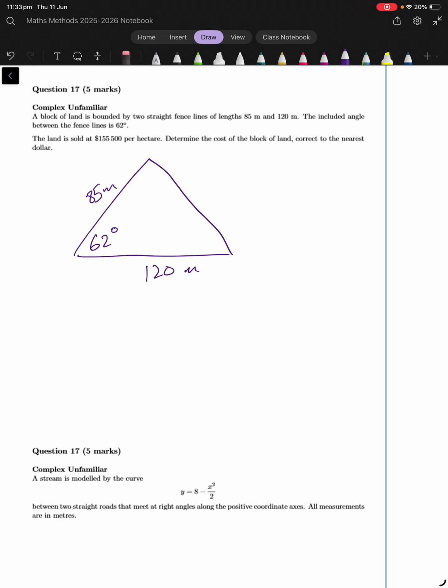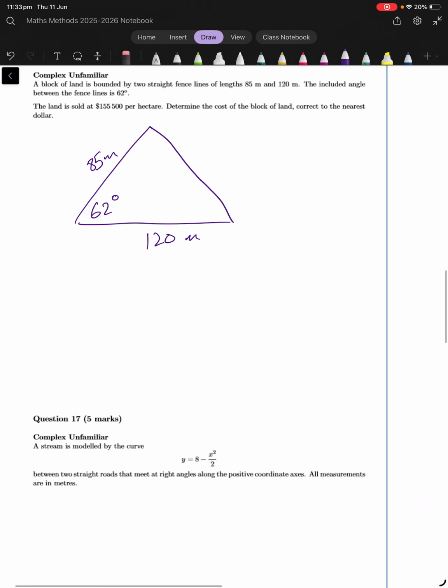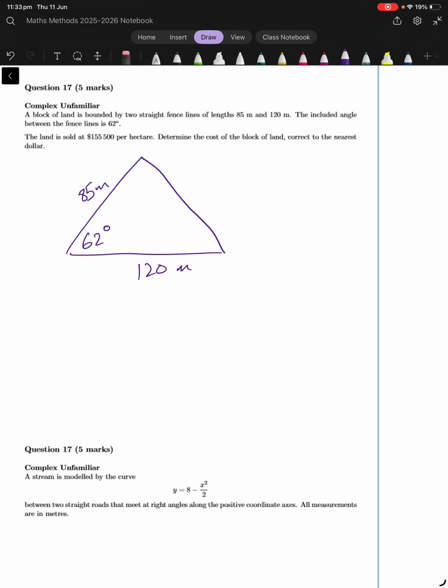The land is sold at 155, so bounded by 2 straight lengths of fence line. And interesting, it didn't really say where the rest of the land is. I assume they blocked it off in there. Again, that's a little bit misleading because it's just from the AI generated similar questions, so they haven't made it really clear that the block of land then obviously ends in a straight line between the ends of those 2 fence lines.